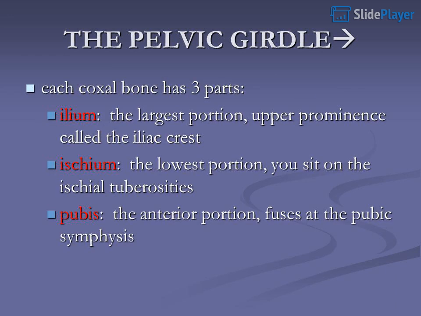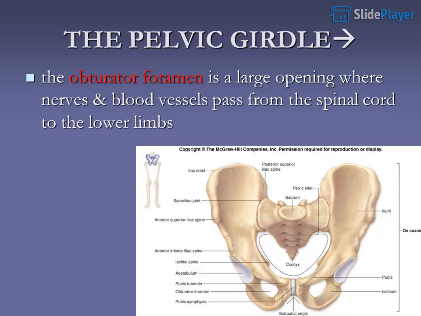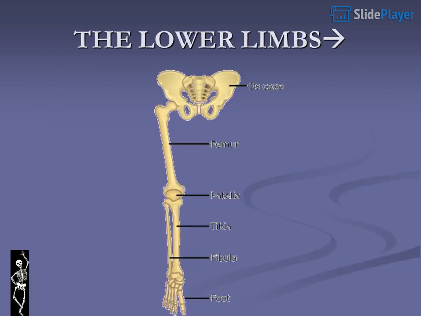The pelvic girdle. Each coxal bone has 3 parts. Ilium, the largest portion, upper prominence called the iliac crest. Ischium, the lowest portion, you sit on the ischial tuberosities. Pubis, the anterior portion, fuses at the pubic symphysis. The obturator foramen is a large opening where nerves and blood vessels pass from the spinal cord to the lower limbs.